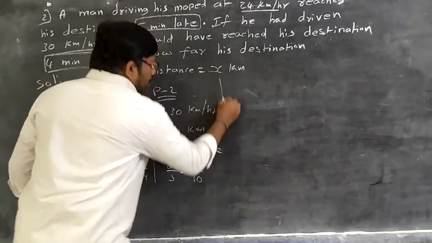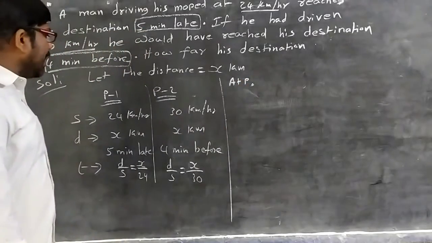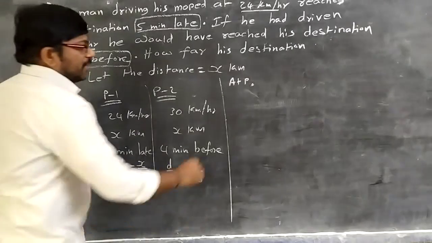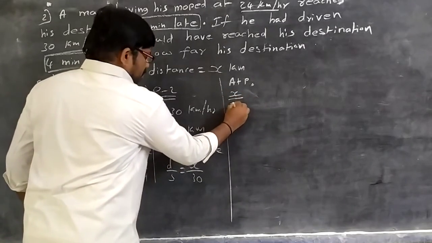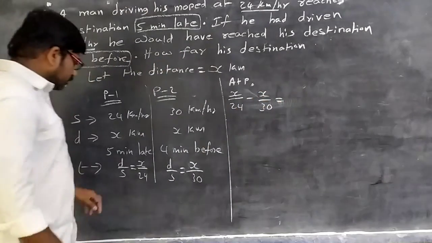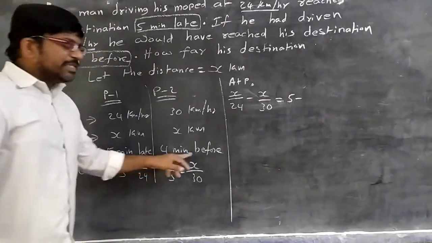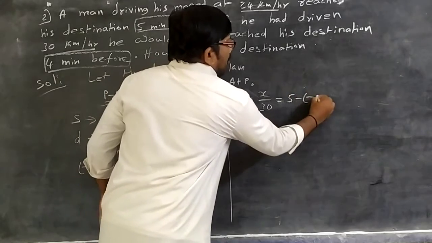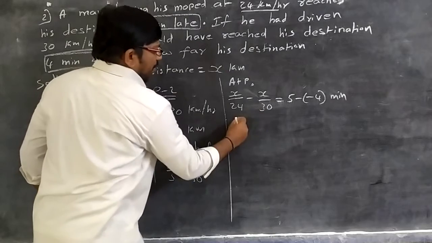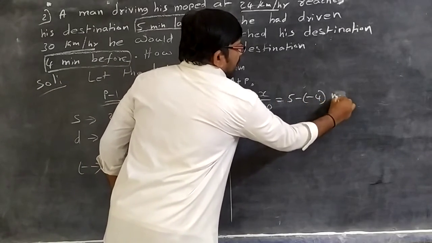So according to the problem, the time difference means x by 24 minus x by 30. x by 24 minus x by 30 is equal to 5 minutes late, which means plus 5, and 4 minutes before means minus 4. Okay, it is in minutes, so it is in hours. So convert it. Okay. Next step.